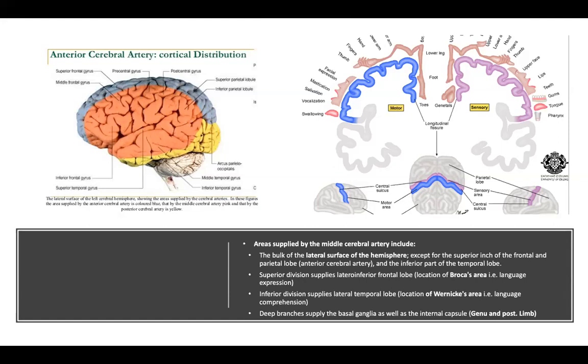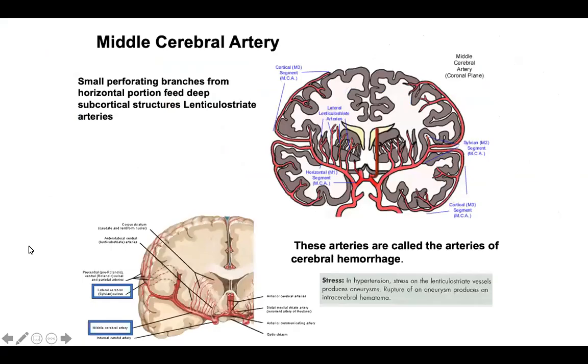Now, it also has deep branches that go inside and perforate and supply the inside of the brain, which is the basal ganglia system here. We will notice by the end of the lecture that all cerebral arteries contribute to the basal ganglia, but in different ways. But the artery that gives off the most supply to the inside of the brain is the MCA through the lenticulostriate arteries, which are these arteries. They are small perforators that go in and supply the basal ganglia.